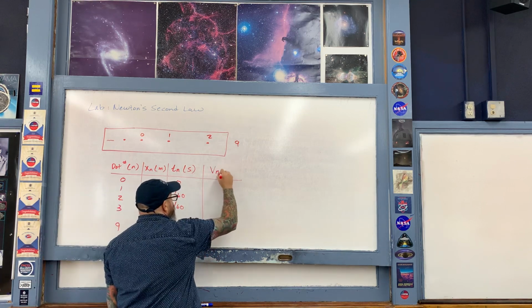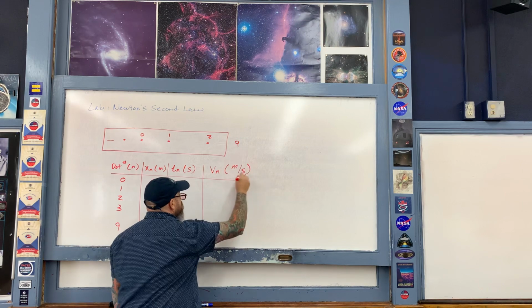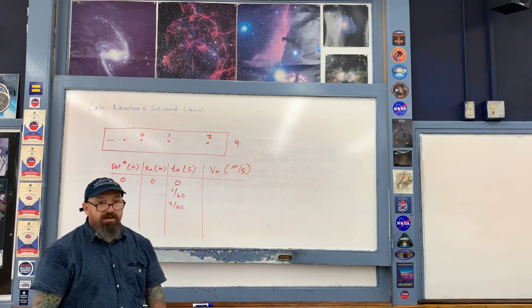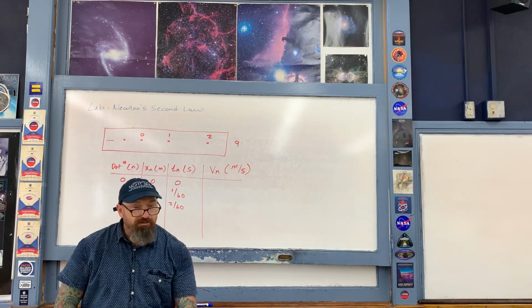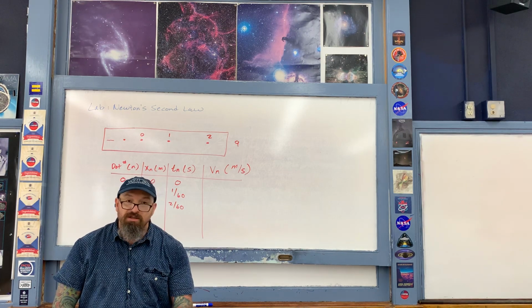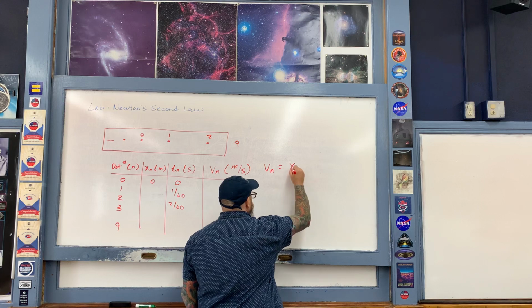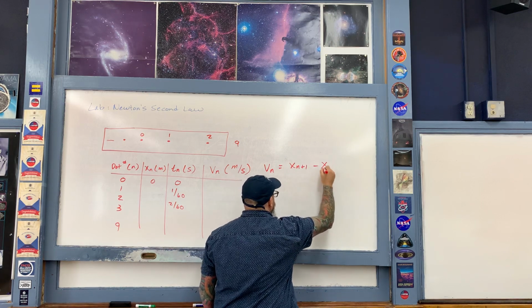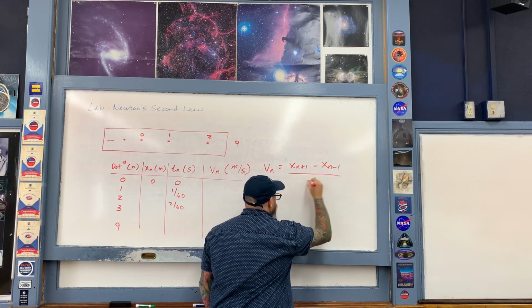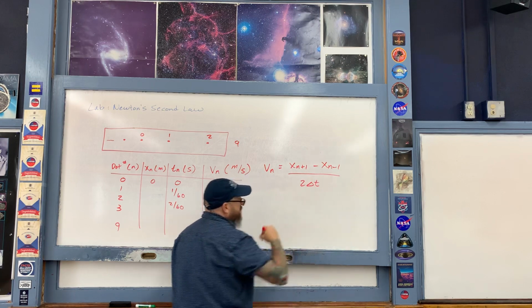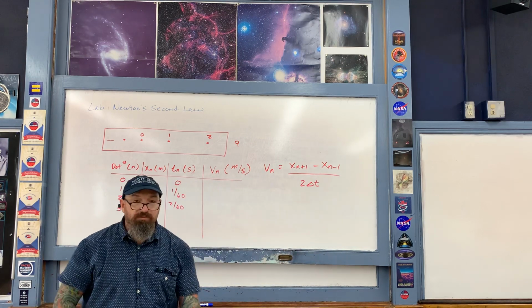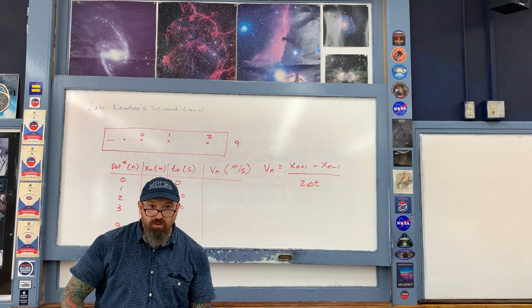And then the last column is the velocity at the nth dot in terms of meters per second. And we use the following formula, just like we did in the free fall laboratory exercise, to find the velocities. The velocity at the nth dot is equal to the position of the dot ahead of it minus the position of the dot behind it, divided by the time interval between the n+1 and the n-1 dots.